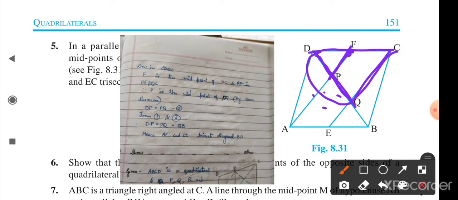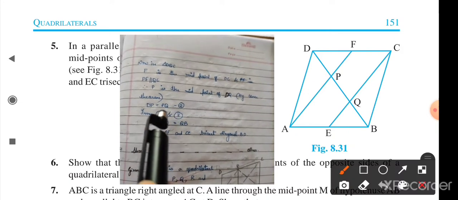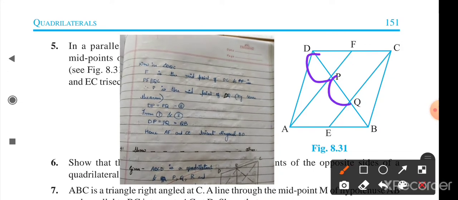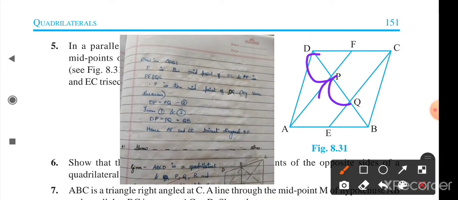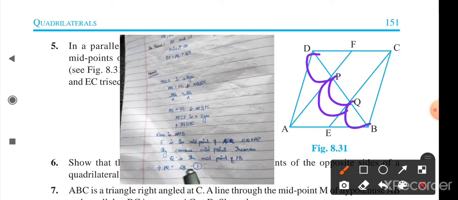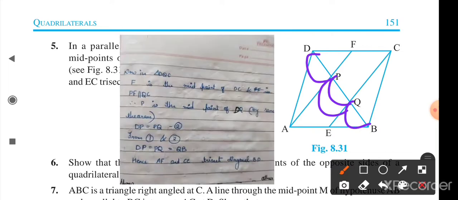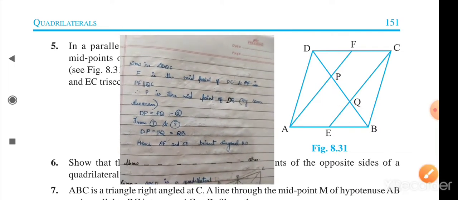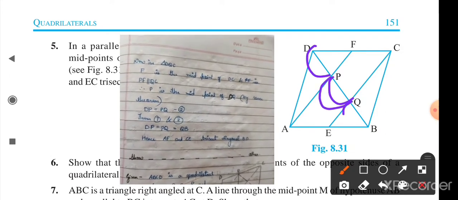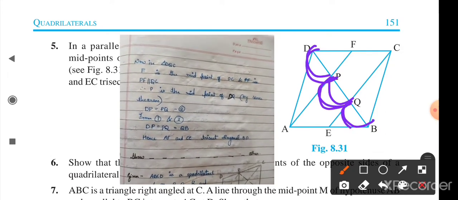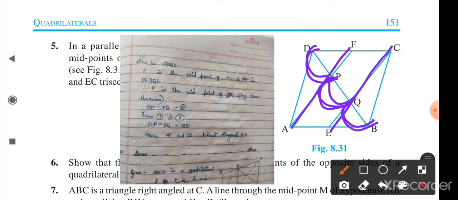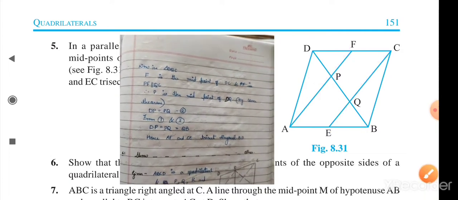If you see this equation number 2, DP equal to PQ. You can see that here. And PQ is equal to QB in equation number 1. So from equation number 1 and 2, you can see in the figure, this DP is equal to PQ and this PQ is equal to QB. Hence we can say that all these three parts are equal. So you can say that AE and EC are trisecting the line DB.